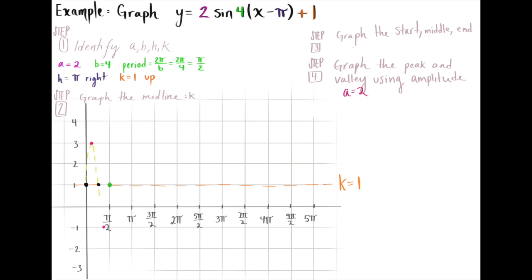So now we just graph our peak and our valley. Our amplitude is 2, so it goes up 2 from the middle and down 2 from the middle. And then the very last thing is we're just going to shift that graph to the left or to the right if we have to. Here we have to shift to the right by pi, so we moved every single point over to the right by pi, and then sketch your graph.